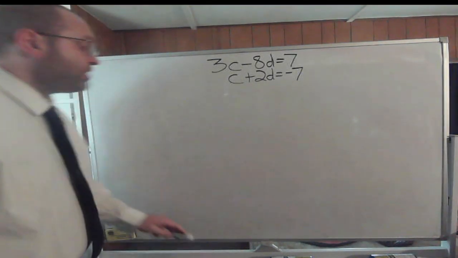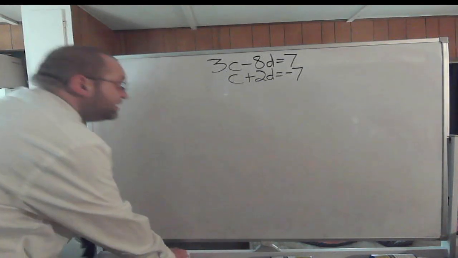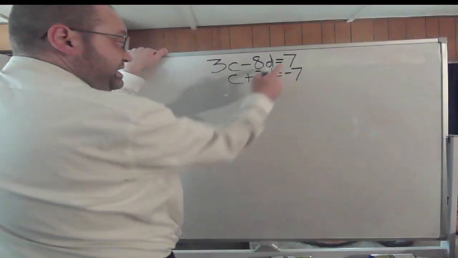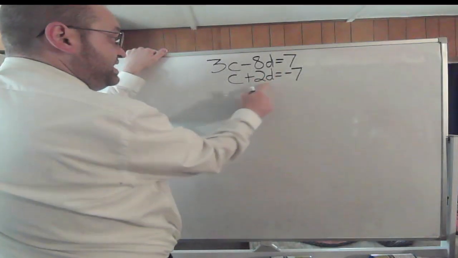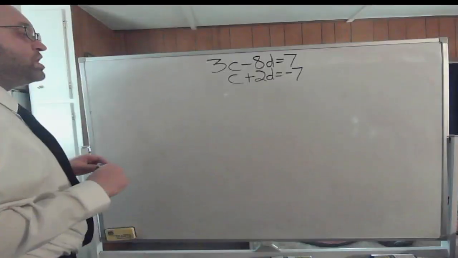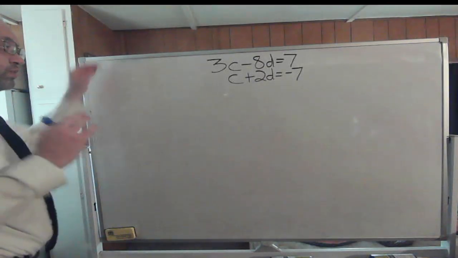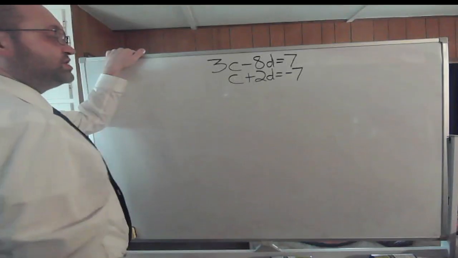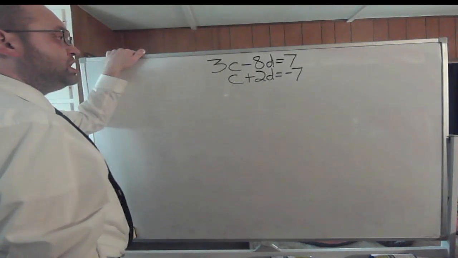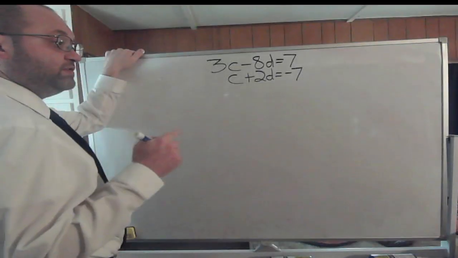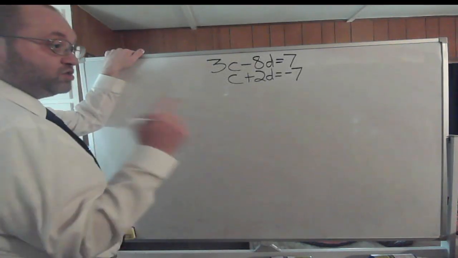So we have here this system of equations. We got 3c minus 8d equals 7. Then we have c plus 2d equals negative 7. Well, what we notice right away is that on the variables, none of the coefficients are the same. But we can make at least one of the coefficients the same by doing multiplication.